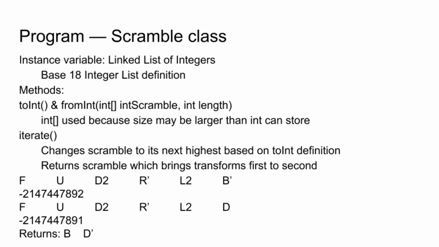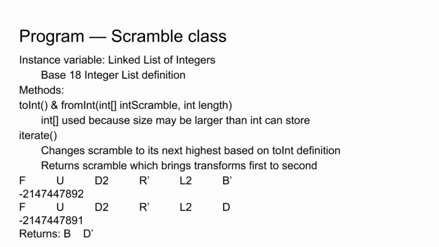This will turn out not to be a problem. Secondly, an integer list is used because for scrambles over length 8, a single Java integer, which is 2 to the 32 bits, cannot store the whole scramble. We solve this problem by breaking up the scramble into 8 move chunks and storing it into an integer list.